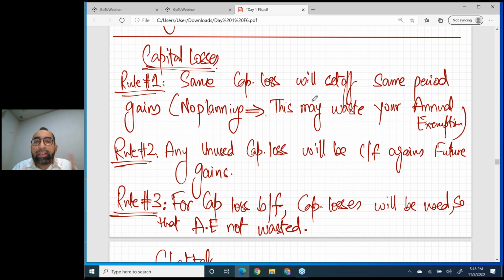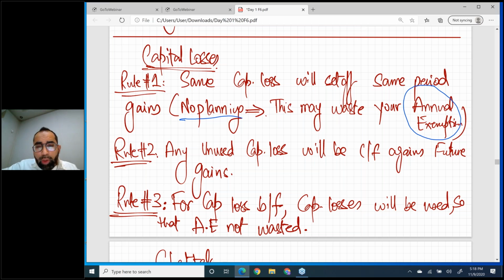They set off. Even in this case, see, I have written there is no planning. Same year gain and same fiscal year loss, they don't take your permission. They just net it off. Even sometimes because of this net off, you may lose your annual exemption, right?